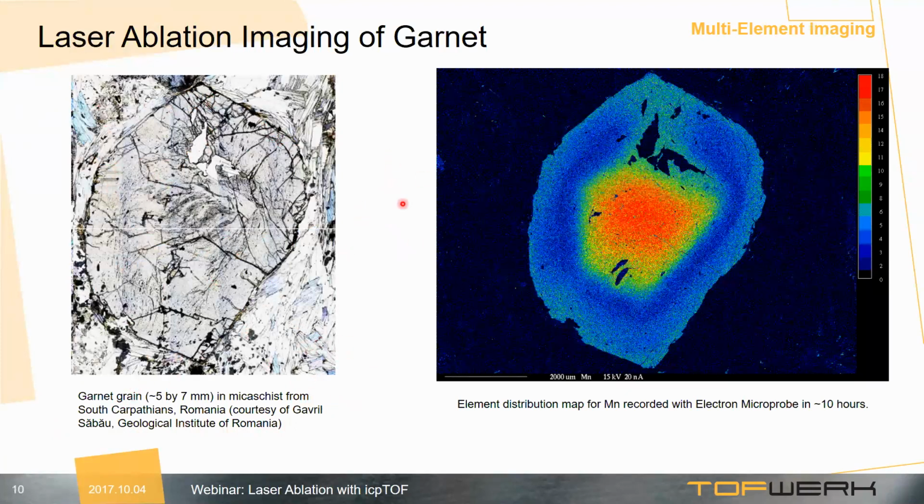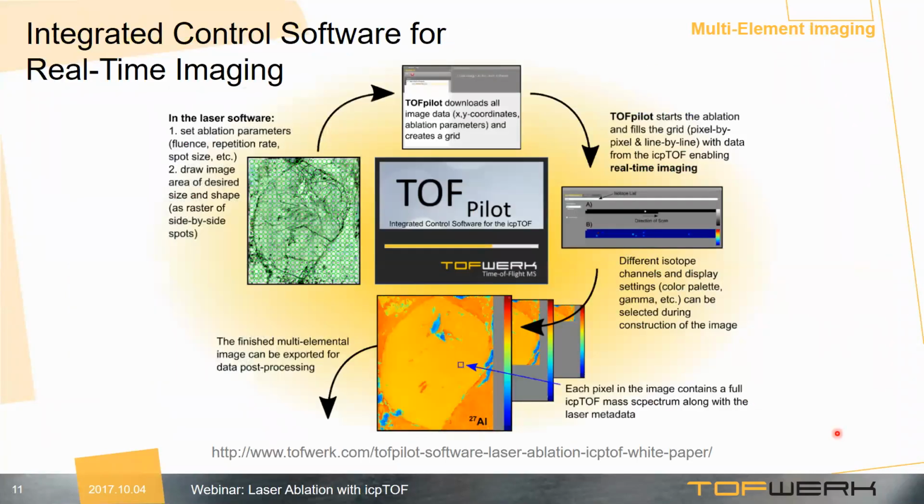And he already had some element distribution maps for this particular grain. Over here you can see maps that were recorded with the electron microprobe, which is a popular instrument amongst geologists. And they produce these nice images, but only for major and minor elements. And this also takes quite a long time. This image here was recorded in something like 10 hours. So we wanted to test if we can speed this up using the icpTOF. And again, for this, we used our TOF Pilot software.